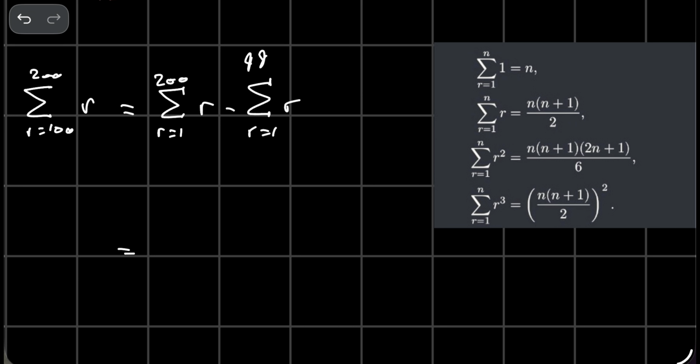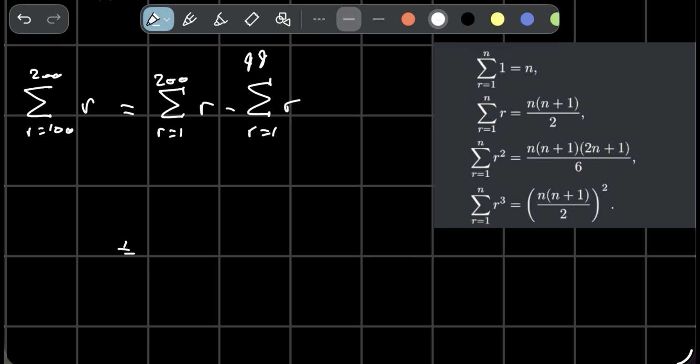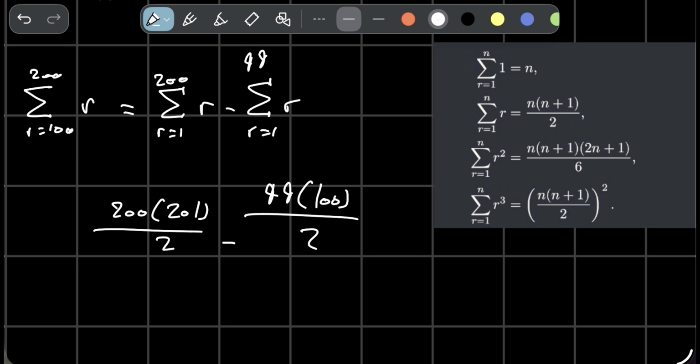Back to the formula bank. For this sum, here we have the exact same shape, but instead of n we have 200, so we just substitute 200 in the place of n. So it's equal to n times n plus 1 over 2, where n here is 200, so it's 200 times 201 over 2, minus, here n is 99, so it's 99 times 100 over 2, and as simple as that.